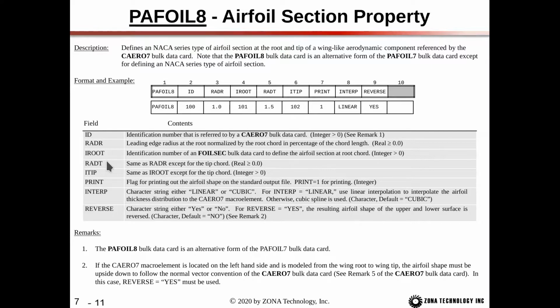And then additionally, we have the rad-r and rad-t to define the leading edge radius on the root and tip side. Next, we have a print flag, which allows you to print out the resulting airfoil shape. Then we have the interp field, which can be a character string, either linear or cubic. So this replaces the ITAX option from the PAFOIL 7. So normally you would set this to be cubic. And then reverse allows you to flip the airfoil upside down. So the upper and lower surfaces are simply reversed if reverse is set to yes.